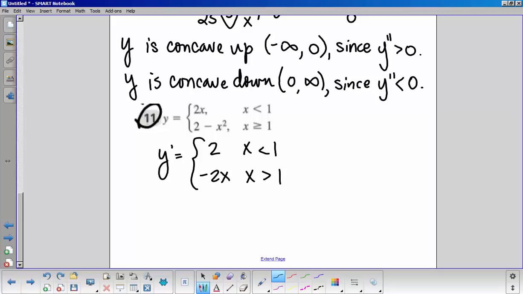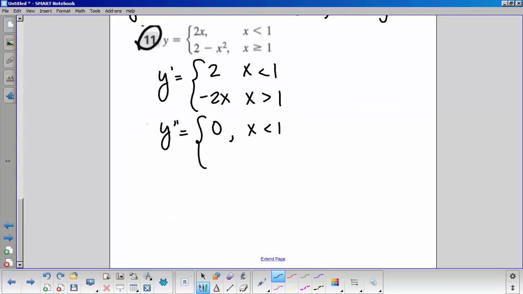Now, will the slopes be equal at 1? So is this differentiable at 1? The answer is no. So I have to leave them both open. Okay, so what's y double prime here? 0, good, for x less than 1. And negative 2 for x greater than 1.